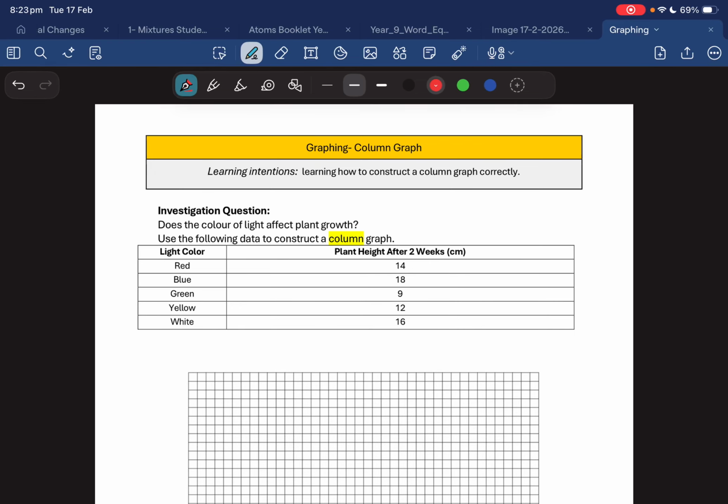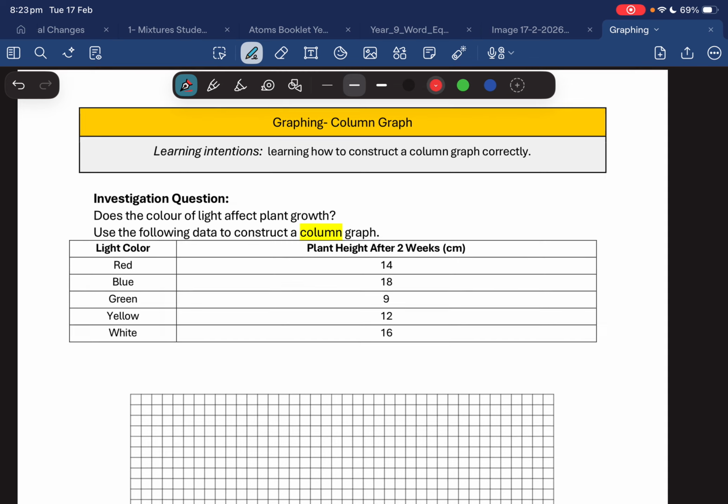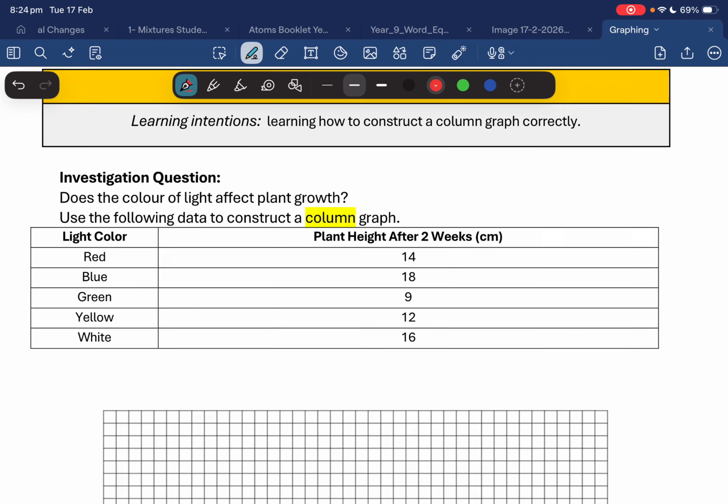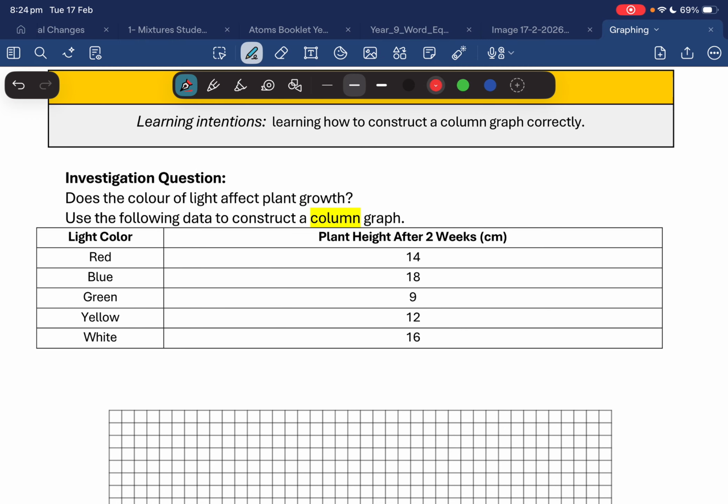Alright, in this video we're going to be looking at how to draw a column graph clearly. The first thing you need to do with any sort of graph is identify your independent and your dependent variable. So when you come to look at what you have in your results table, which one is changing and which one is being measured? So a little recap on that.